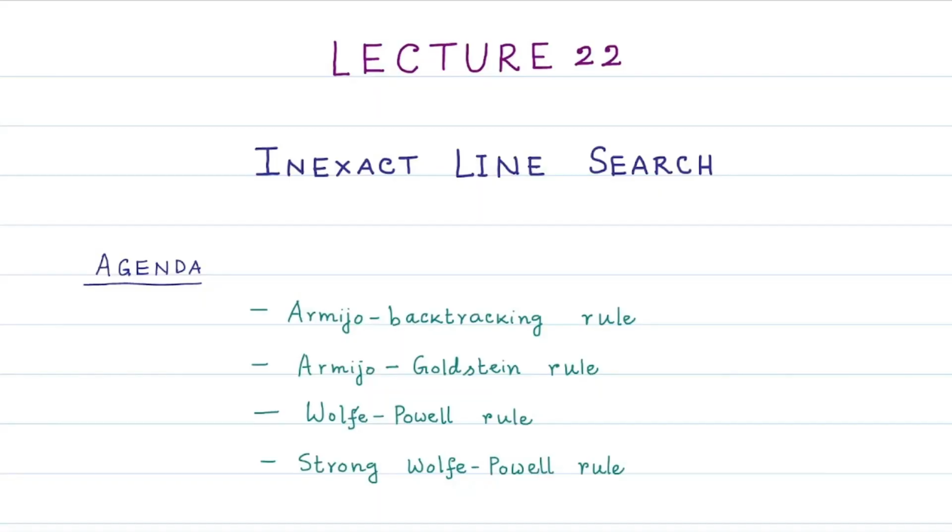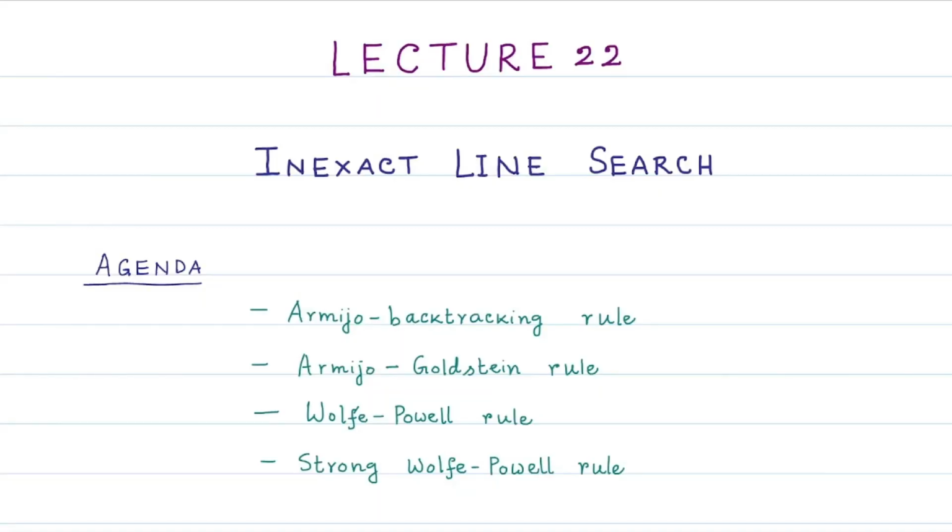In the previous lecture, we were describing the general structure of an optimization algorithm to solve an unconstrained optimization problem. We ended the last lecture by mentioning that we need a line search method to find the step length to move on from the current iterate xk to the next point xk plus 1. Now in this lecture we will discuss a few inexact line search methods to find this step length.